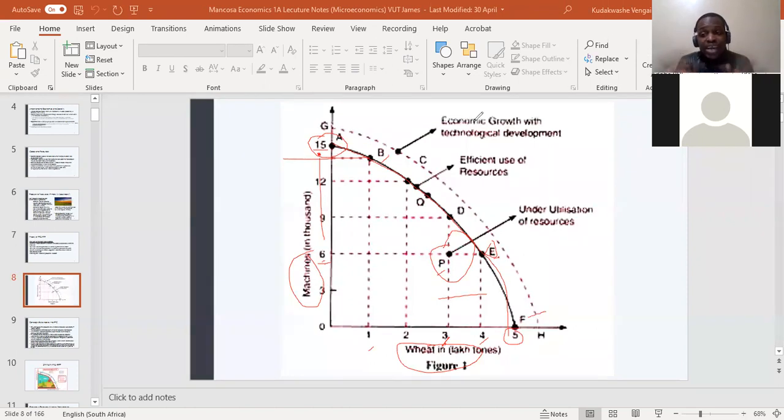You can see that those concepts that we introduced in our definition, we're already talking about them using the theory of the PPC. We talked about choice.